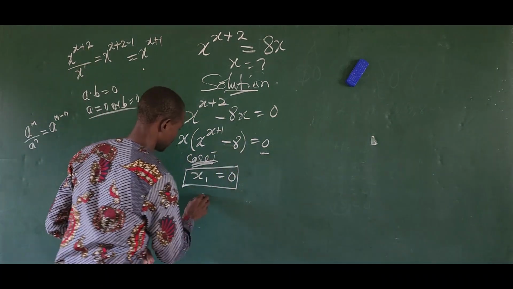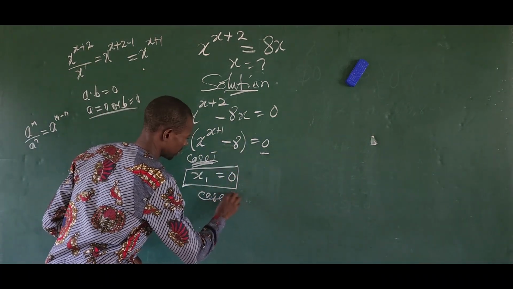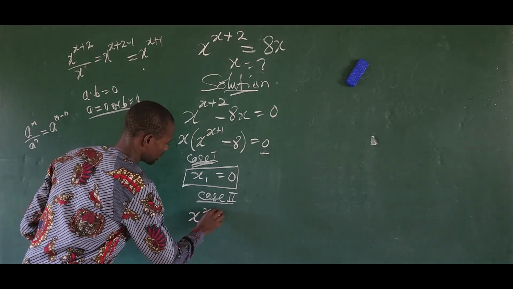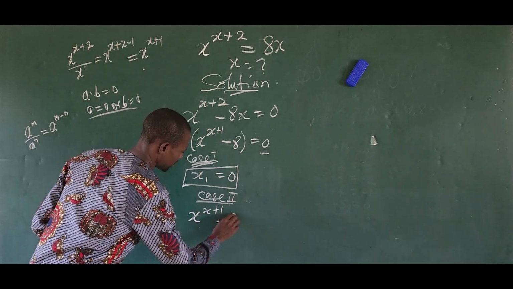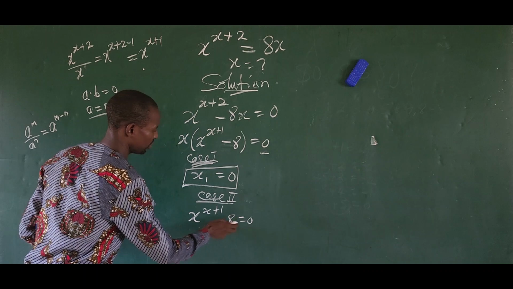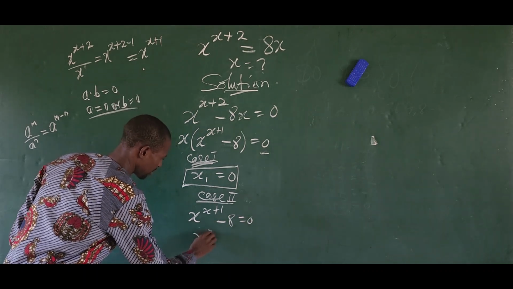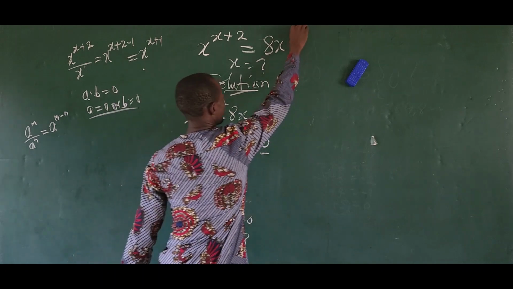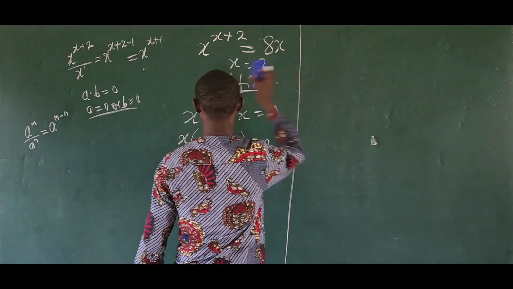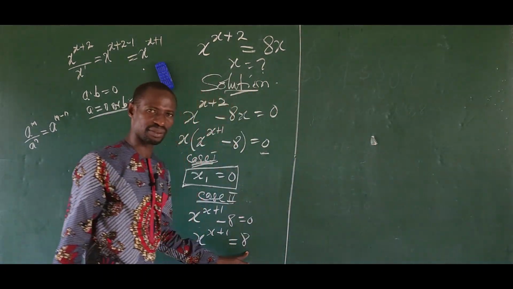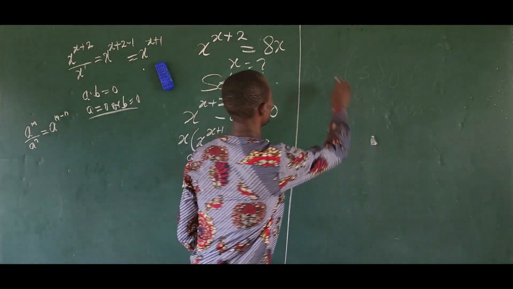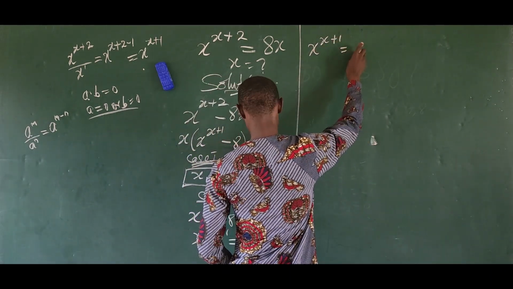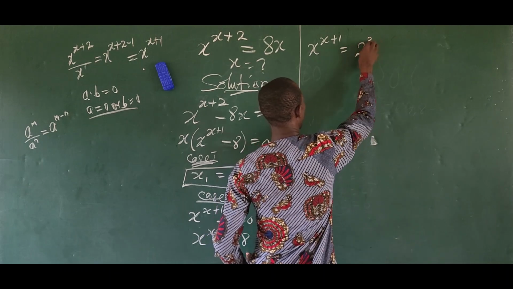Then the second case, case 2, is x to the power of x plus 1 minus 8 equal to 0. So we move this to this side to give us x to the power of x plus 1 is equal to 8. From here, we just have to rewrite 8, so we have x to the power of x plus 1 is equal to 2 to the power of 3.